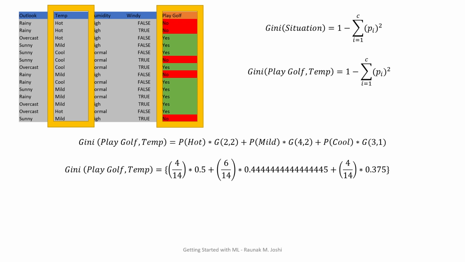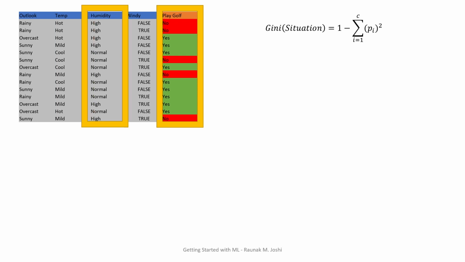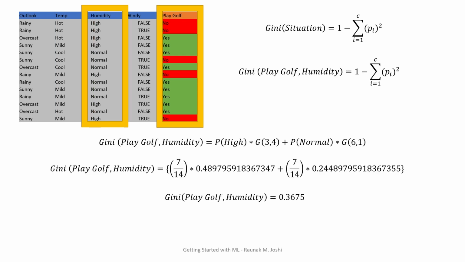Similarly, you move on with 6 by 14, where I have 6 mild values, and the probability that I get is 6 by 14 into 0.444445. That comes when you calculate the Gini index of 4,2. The way it goes is 1 minus 4 by 6 the whole square plus 2 by 6 the whole square, and this is the value that I get. Similarly, I do it for the cool and get the value. So this is the temperature. Playing golf with respect to the temperature, the Gini index is 0.444. Similarly, I do it for the humidity.